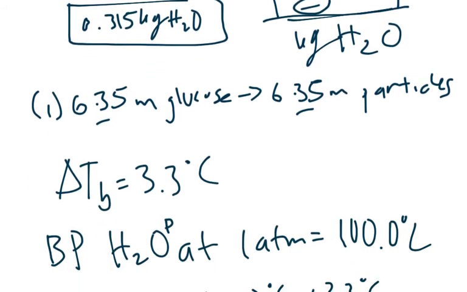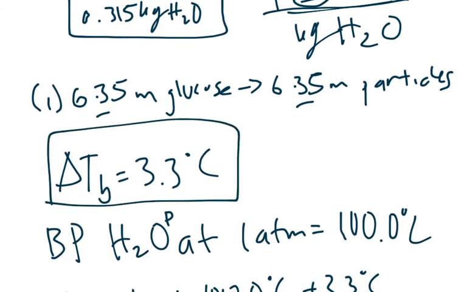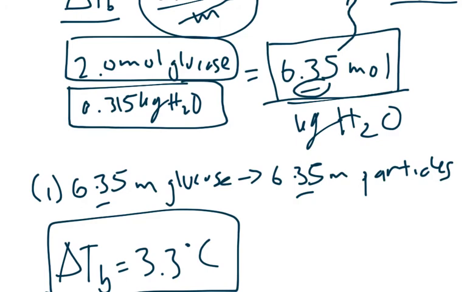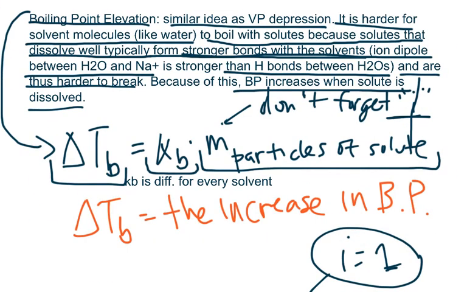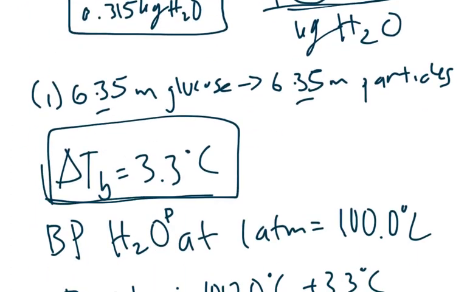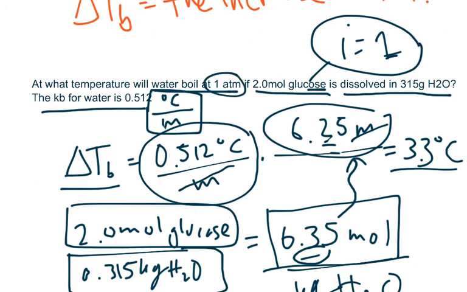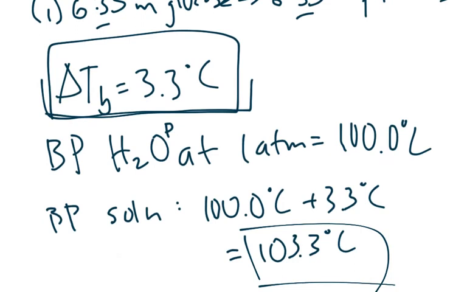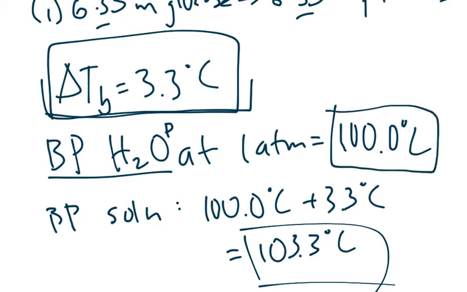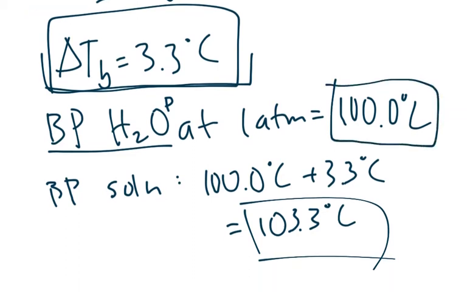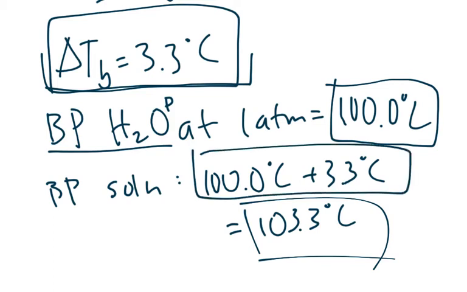So, as a result, we know that the change in the boiling point is going to be 3.3 degrees Celsius, and we know that the boiling point increases. So this change in temperature must mean that it's increasing the normal boiling point at 1 atm. So we know that at 1 atm in normal conditions, the boiling point of water is going to be 100.0 degrees Celsius. So to find the boiling point of the solution, we simply add 100 to 3.3, and we get that the new boiling point of the solution is about 103.3 degrees Celsius.